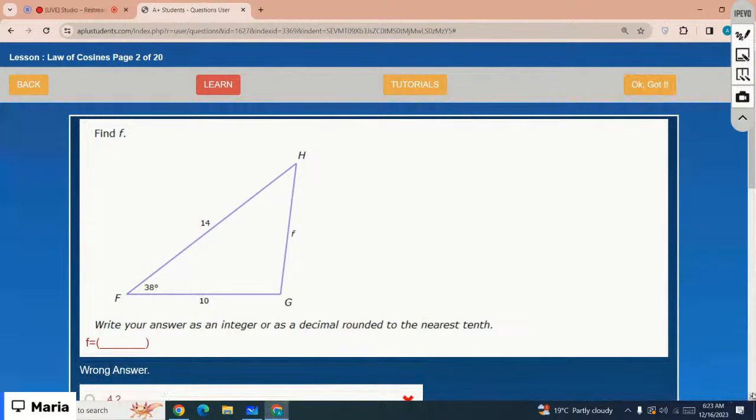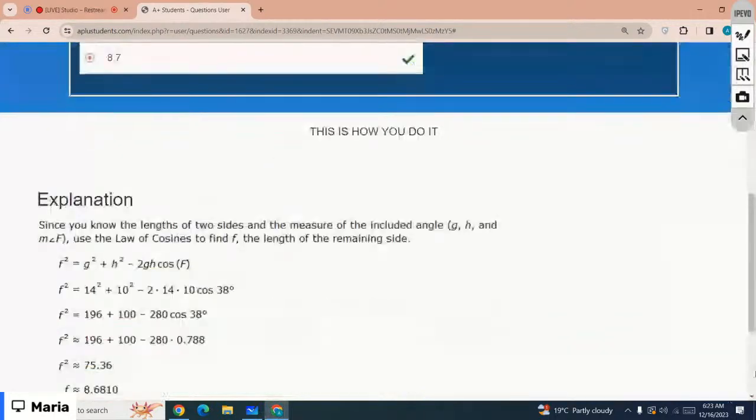Still it is wrong. Use the calculator. 8.7 it is, right? But why do I have a different value for cos 38? Hold on, let me just check the value. Cos 38, I have 0.955, but here it is.